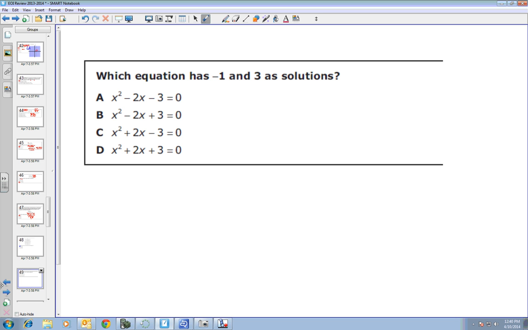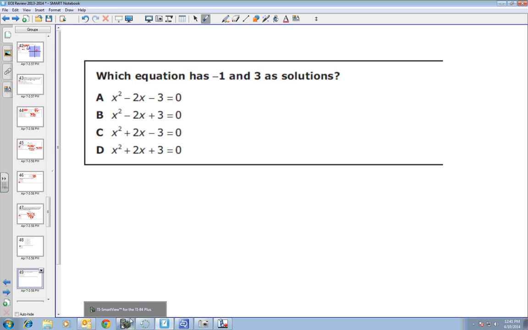All right, which equation has -1 and 3 as solutions? Which one has -1 and 3 as solutions? Lots of different ways we can solve this. Okay, 2 ways I can do this. I can graph each one of these and see if it crosses at -1 and 3. I can take -1 and 3, plug them in, and see which ones work. I can put this in my y equals, go to my table, plug -1 and 3 in, and I should get 0. So there's lots of different ways we can do this.